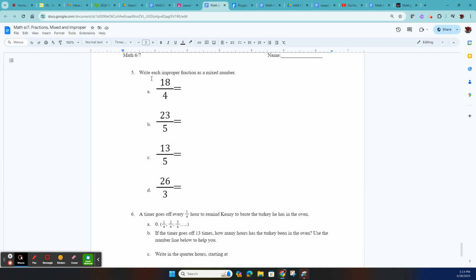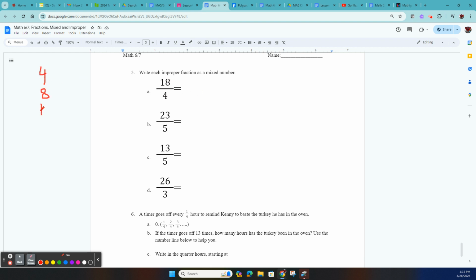Moving on. This one says write an improper fraction as a mixed number. So if you really want to, you can draw diagrams or whatever, but again, that takes too much time. Let's use the second method of converting them, and that's using division. So how many times does 4 fit into 18? Oh, geez, that's kind of a tough number. I can count by 4s.